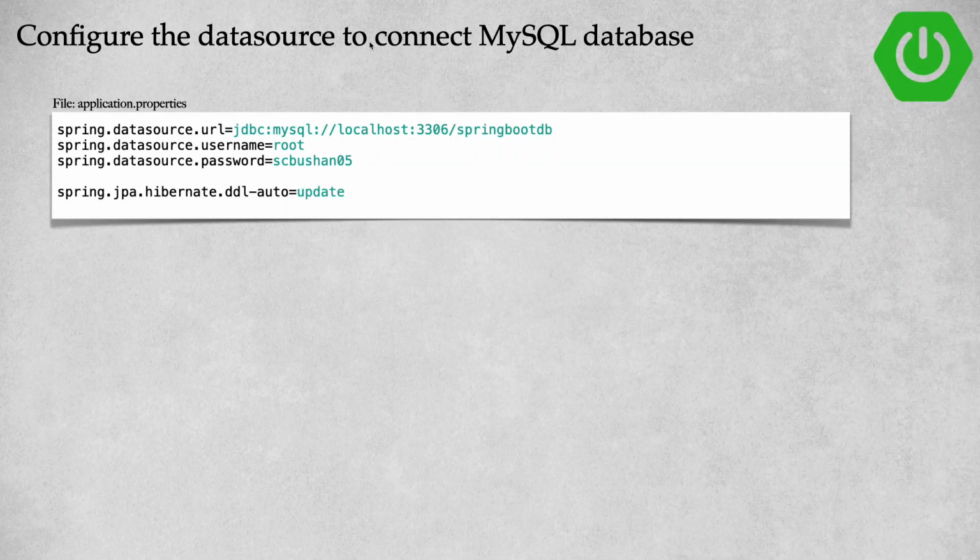Next, we are going to configure the data source to connect to the MySQL database. Inside our application.properties, we are going to provide the JDBC URL, username and password for the database, and we will also use the JPA property hibernate.ddl-auto. We are going to set that to update. So we are not going to create the table. Instead, we are going to tell Hibernate, or we are going to tell JPA, to generate the tables for us based on the entity configuration.